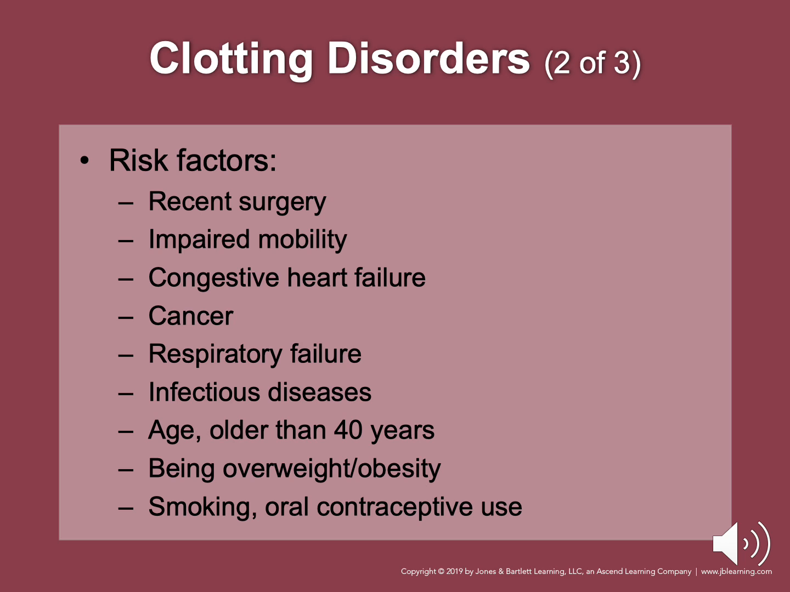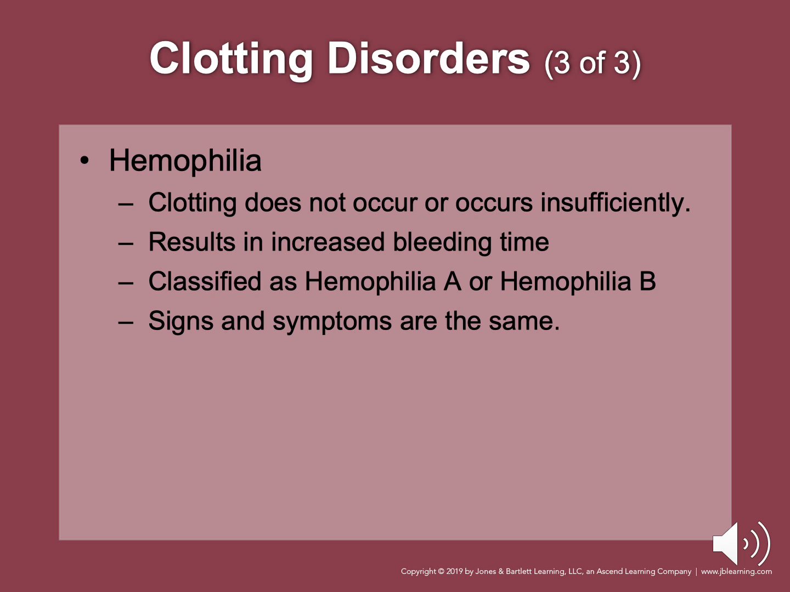Hemophilia is a genetic bleeding disorder in which clotting does not occur or occurs insufficiently. The body is unable to develop spontaneous clots as normal, and it results in increased bleeding time. Usually it's predominantly in males. There are two types: hemophilia A, the most common type, with low levels of factor 8. Hemophilia B is a deficiency in factor 9.